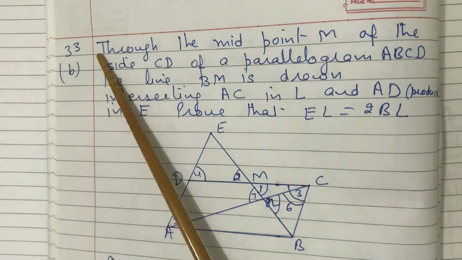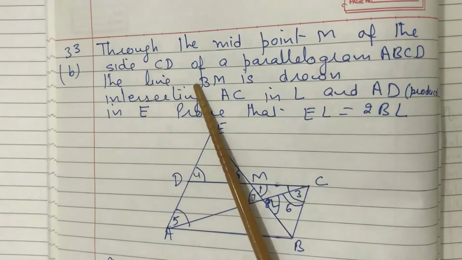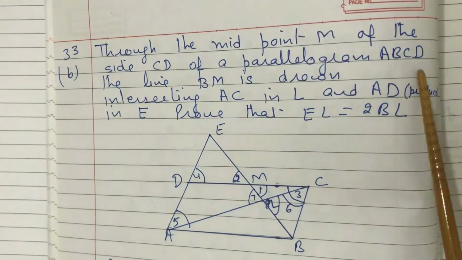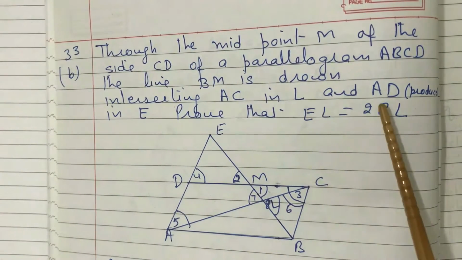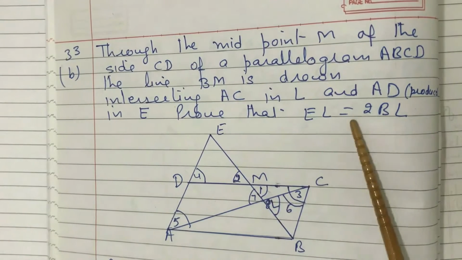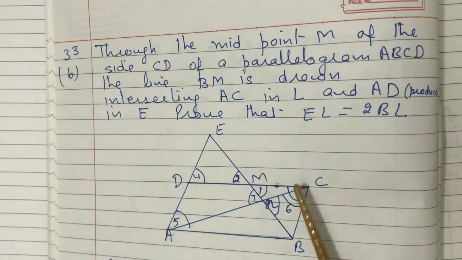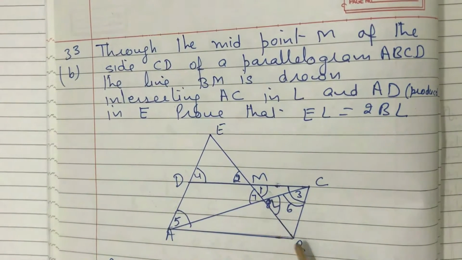Now question number 33, B part. Through the midpoint M of the side CD of a parallelogram ABCD, the line BM is drawn intersecting AC in L and AD produced in E. Prove that EL is equal to 2 times BL. So this is the figure. You have to prove EL is 2 times BL.